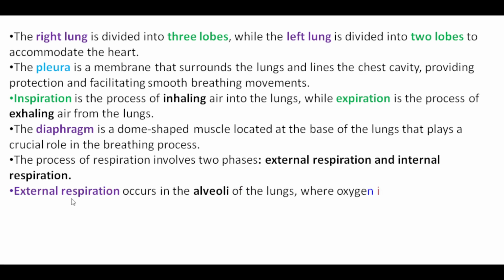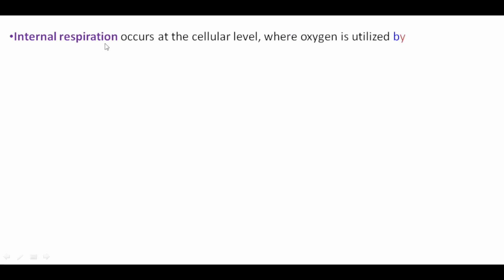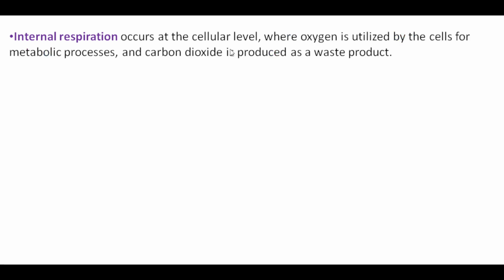External respiration occurs in the alveoli of the lungs, where oxygen is absorbed into the bloodstream and carbon dioxide is released from the bloodstream into the alveoli to be exhaled. Internal respiration occurs at the cellular level, where oxygen is utilized by the cell for metabolic processes and carbon dioxide is produced as a waste product.